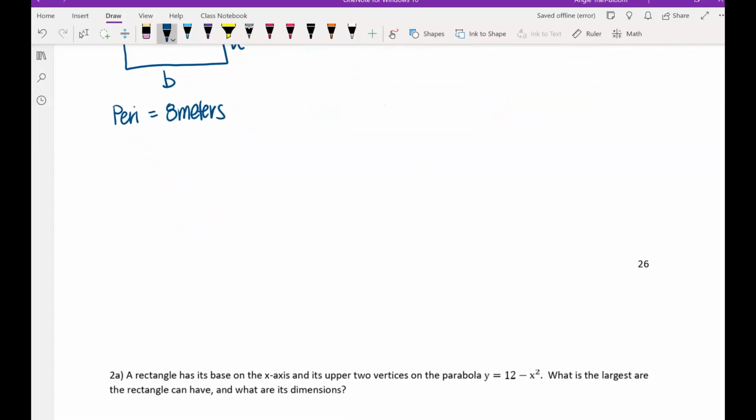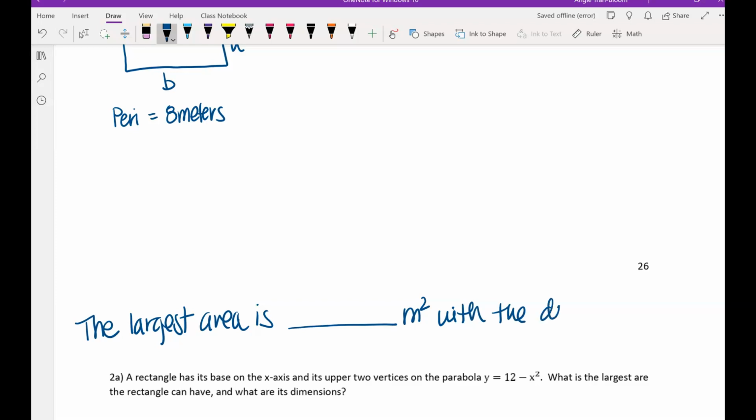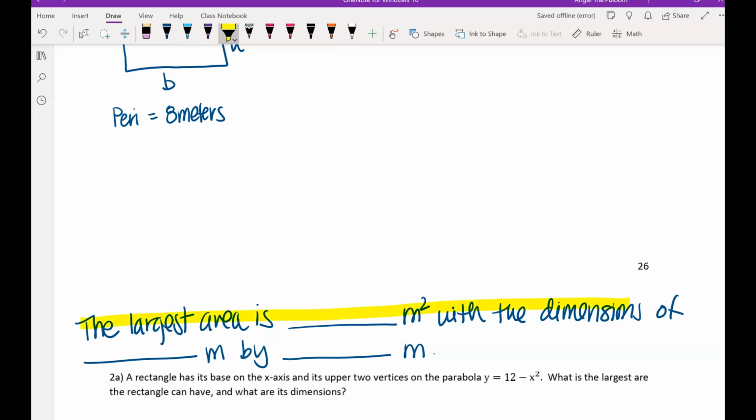So I'm going to write the largest area is, you fill this in after you do your work, meters squared with the dimensions of blank meters by blank meters. That's your job to fill out in a little bit.